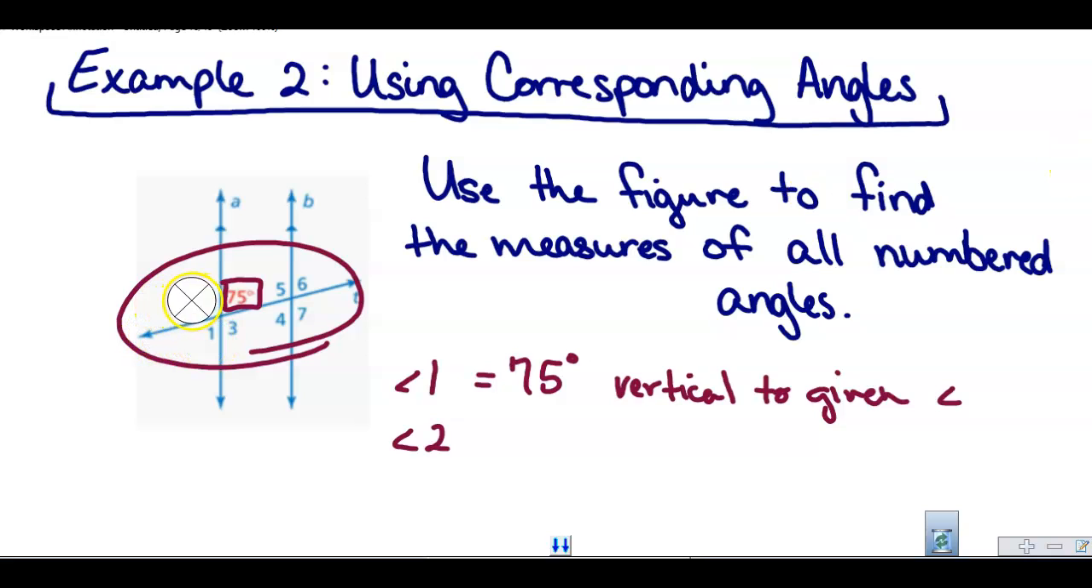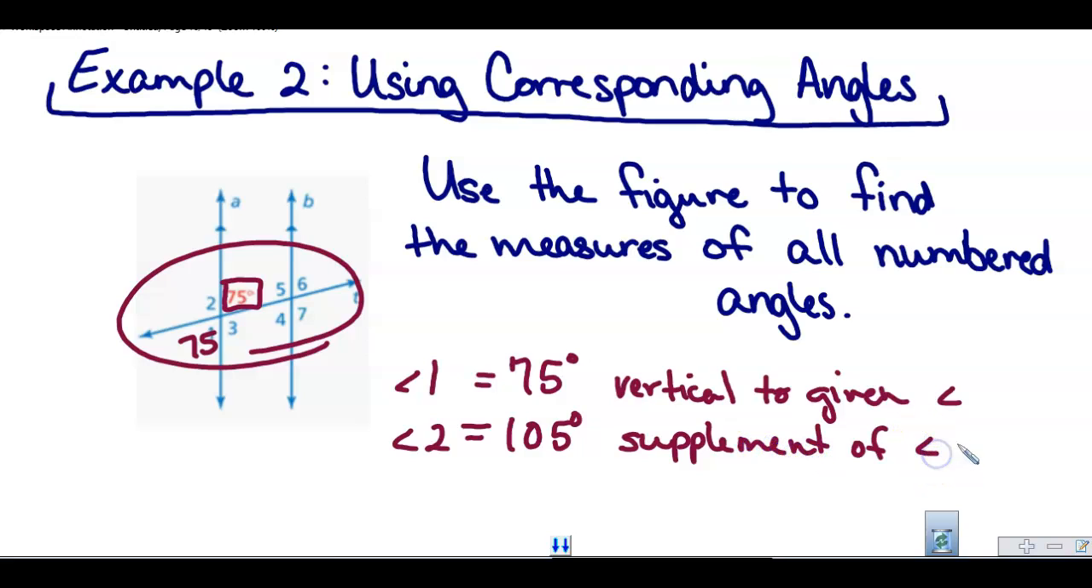Taking a look at the relationship between angle 2 and what we already know, angle 2 is supplementary to both the given angle and angle 1. Therefore, angle 2 is 105 degrees. The reasoning is it's the supplement of angle 1. Or you could say it's the supplement to the given angle. Either one works. Okay. Now we know angle 2, let's check out angle 3.